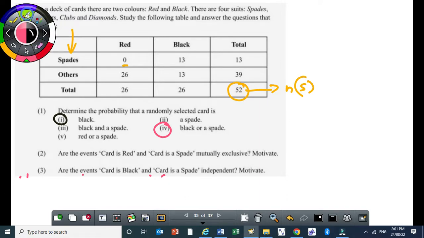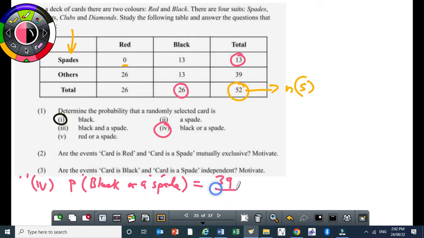Let's do it that way. So we're doing number 4. So it will be P, black or spade. Okay. So we add that and that. So we get 39 over what? 52. And this will be 3 over 4.